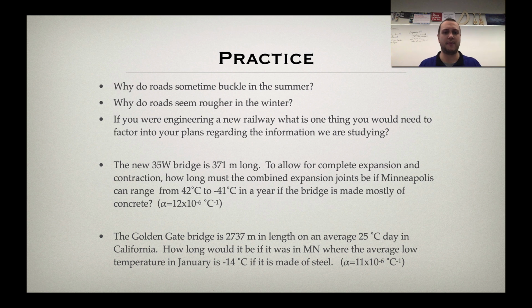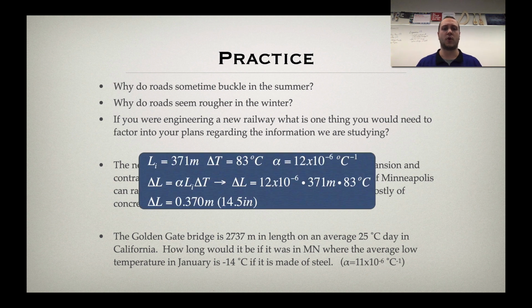Looking at these two example problems here, the 35W bridge being 371 meters long: if you want complete expansion and contraction so the bridge is going to function, how long must the combined expansion joints be if the temperatures go from 42 degrees Celsius to negative 41 degrees Celsius? And there's the coefficient of expansion of concrete, 12 times 10 to the negative 6th. Here's how we would go about this.